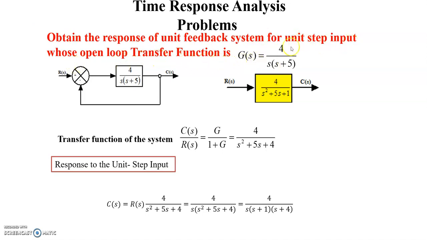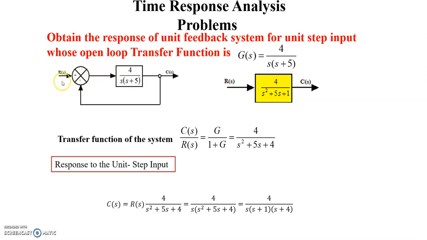is G(s) = 4 / (s(s+5)). So in this problem the open loop transfer function is given, and the feedback is unity feedback. The input is a step input. Now find the response, that is c(t). So first you draw the diagram.